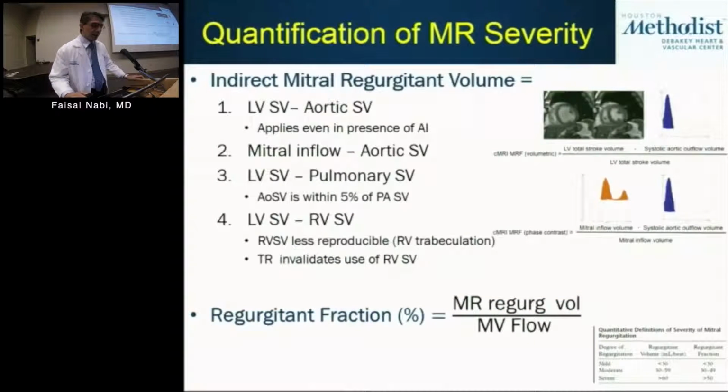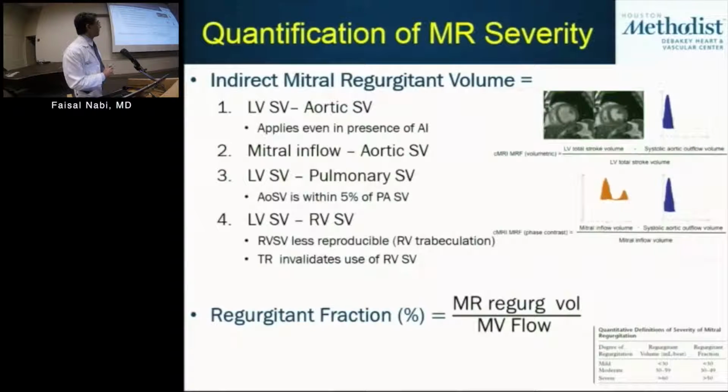One of the things that I like about CMR is its ability to have some internal checks, if you like, to make sure that the numbers you're reporting are reasonably accurate. Now, our preferred method is this indirect method where we compare the stroke volume to the aortic forward flow. But we have these internal checks.